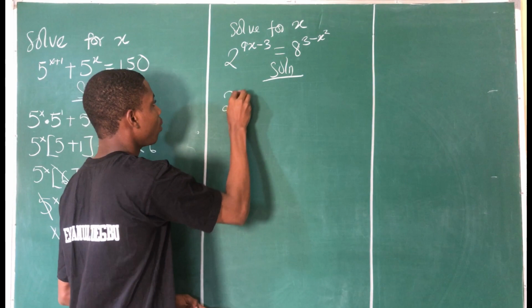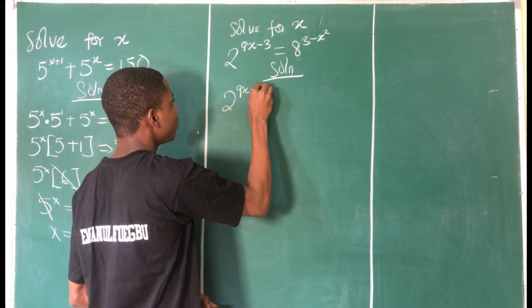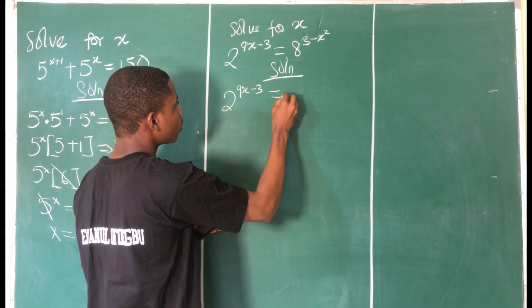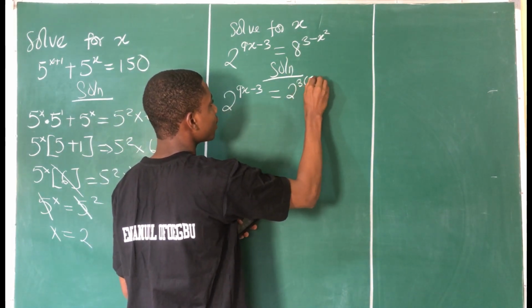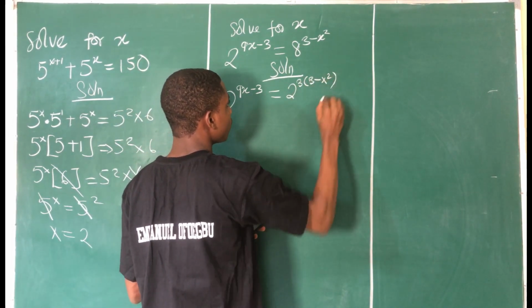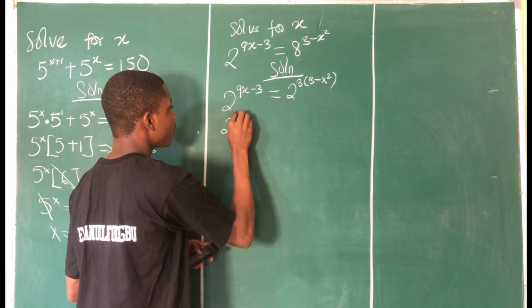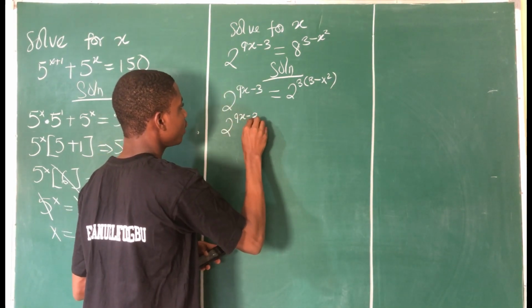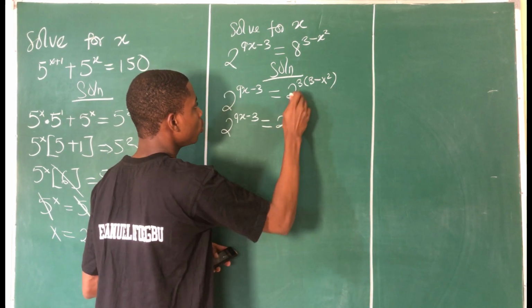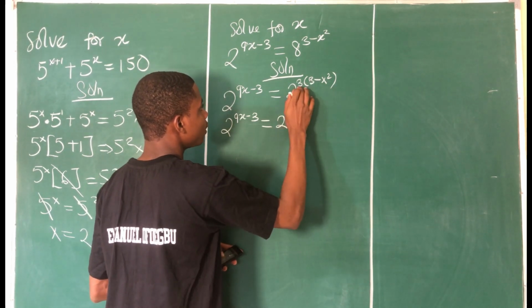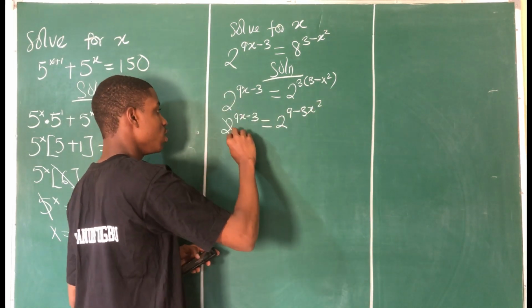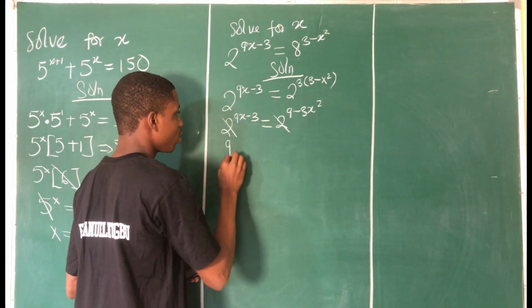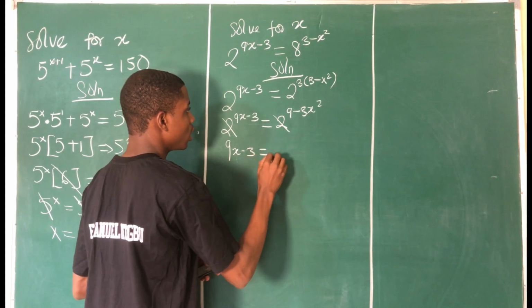So we're having 2 raised to the power 9x minus 3 is equal to what? 2 raised to the power 3 is 8, so we have 2 cubed, all raised to the power of 3 minus x squared. This becomes 2 raised to the power 9x minus 3 is equal to 2 raised to the power of 3 multiplied by 3, we have 9, and 3 multiplied by negative x squared, we have negative 3x squared. Of course, at this point, this cancels this. You're having 9x minus 3 is equal to what?